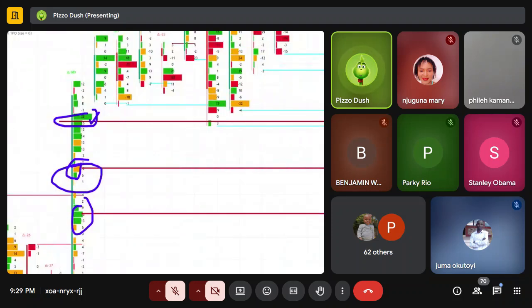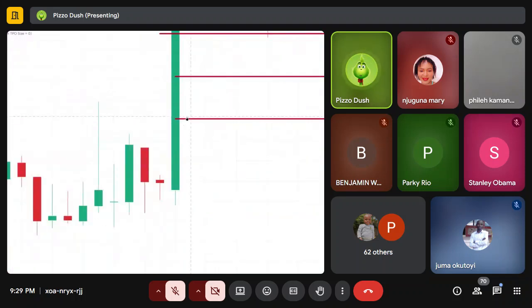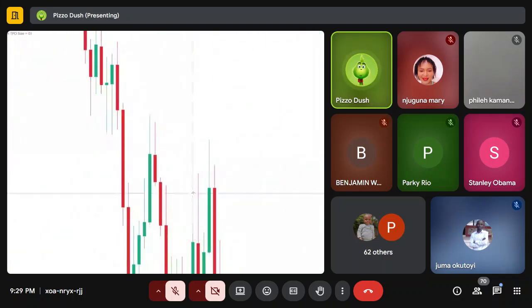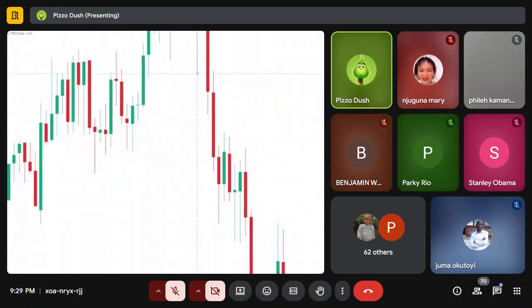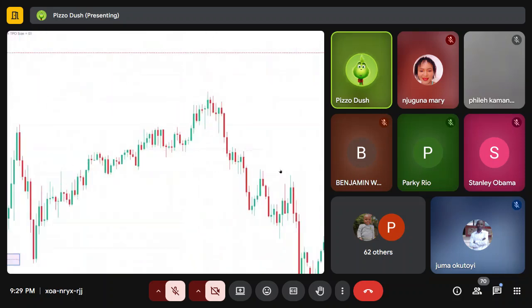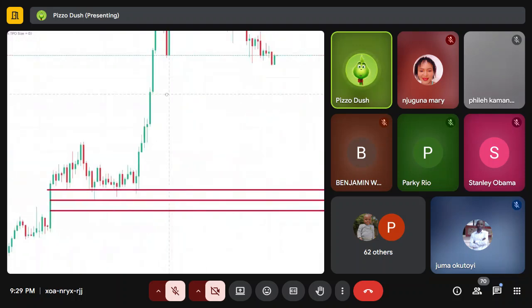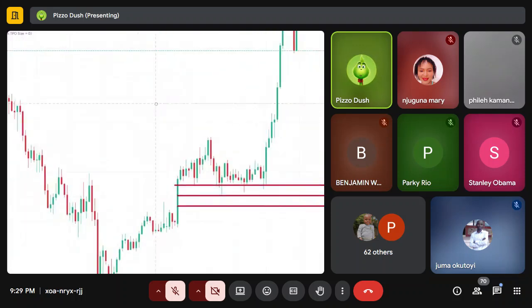So let's take a look at another example on fair value gaps. We can look at a sell side fair value gap. I'm looking for one that has already been respected, not only where the market respected your fair value gap. Let's see.